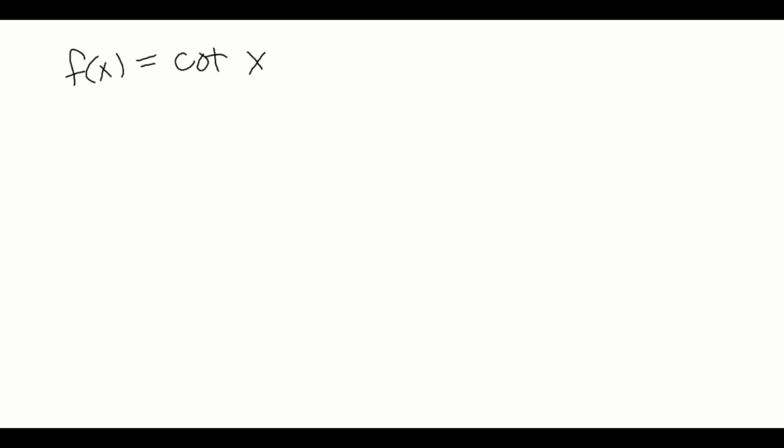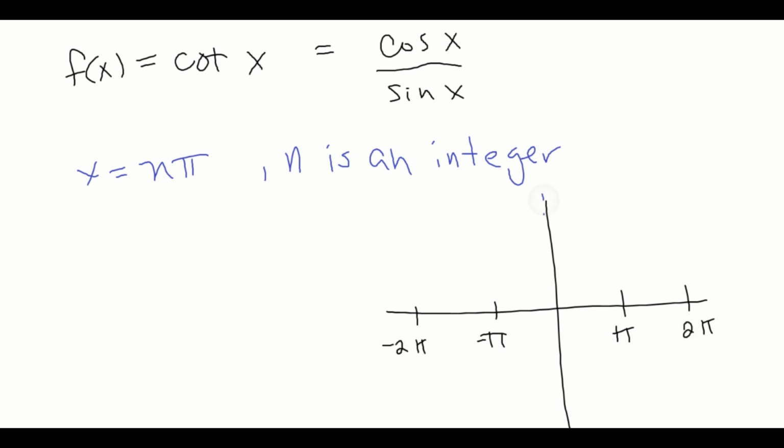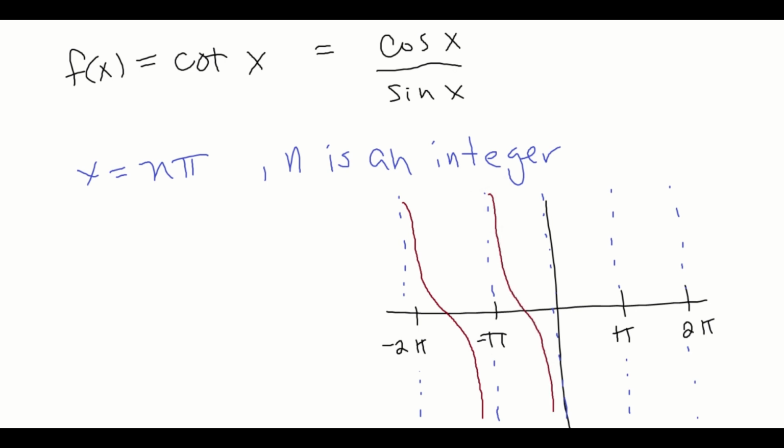Find the vertical asymptotes of cotangent of x. Here's a hint. We can rewrite that as cosine of x over sine of x. This function has an infinite number of vertical asymptotes because sine x is equal to 0 at every integer multiple of pi. Here's what the cotangent function looks like.